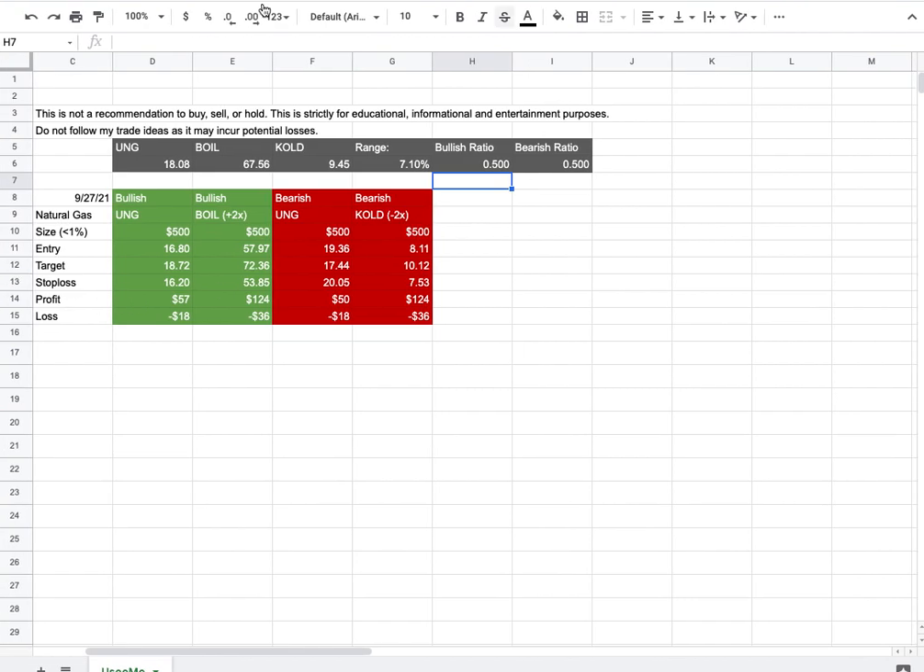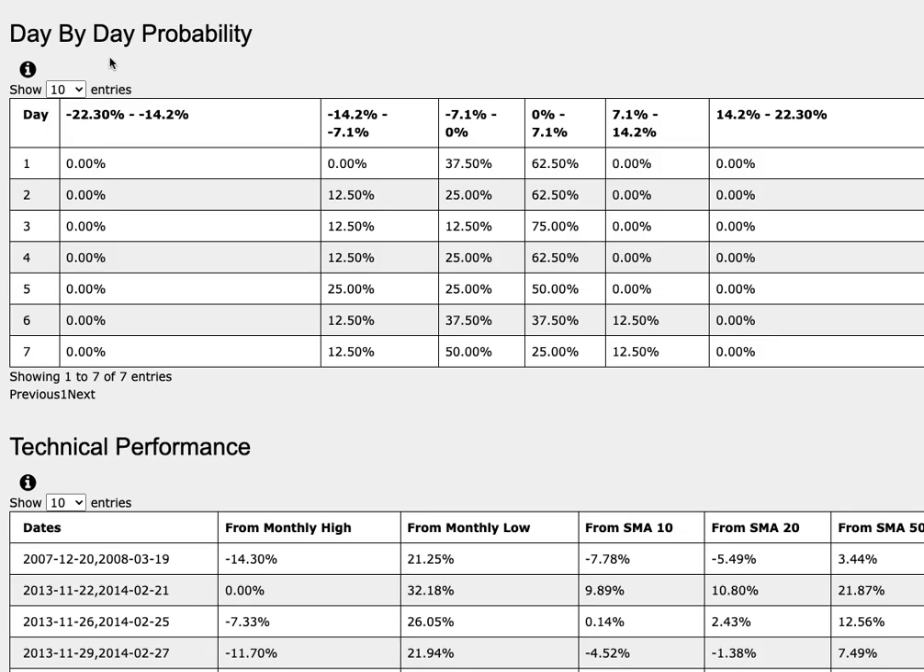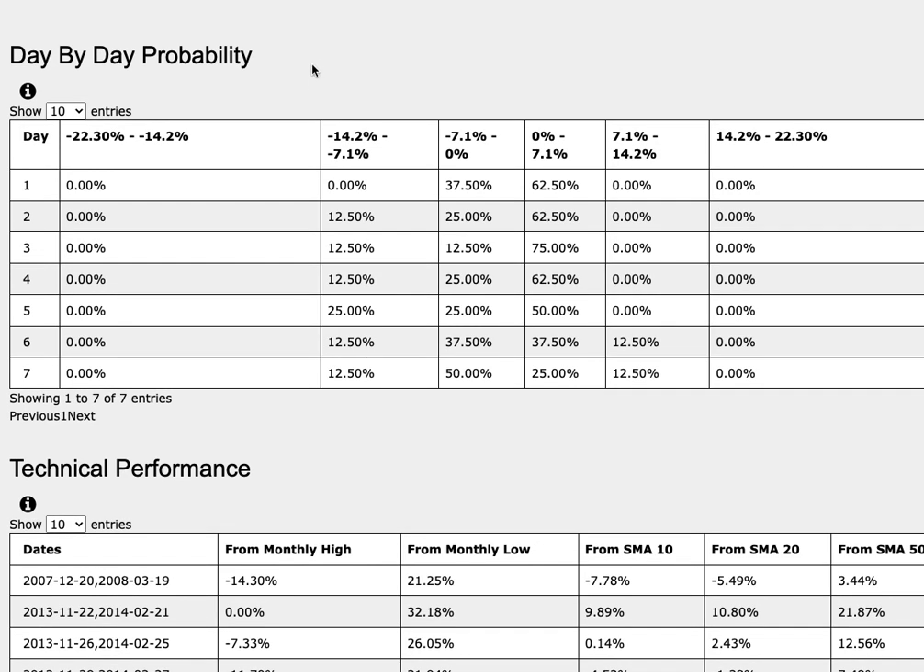So how did I develop these trade ideas? It all comes from the day-by-day probability model, and we're examining UNG. As we progress to the 5th day or week of trading, natural gas has a 50% chance to climb between 0 to 7.1%. To the downside, it has a 25% chance to fall between 0 to negative 7.1%, and a 25% chance to fall between negative 7.1 to negative 14.2%.